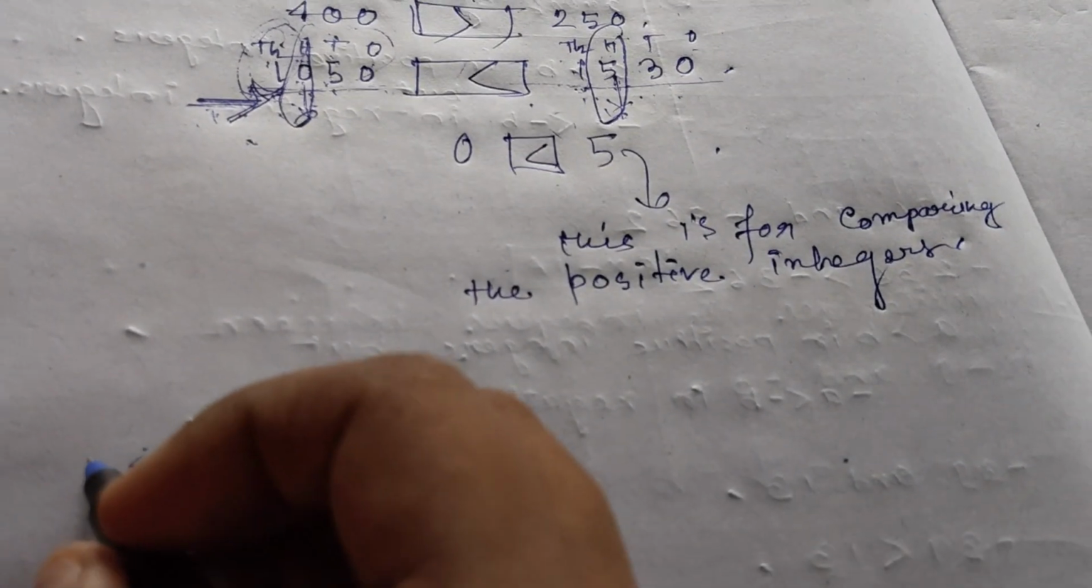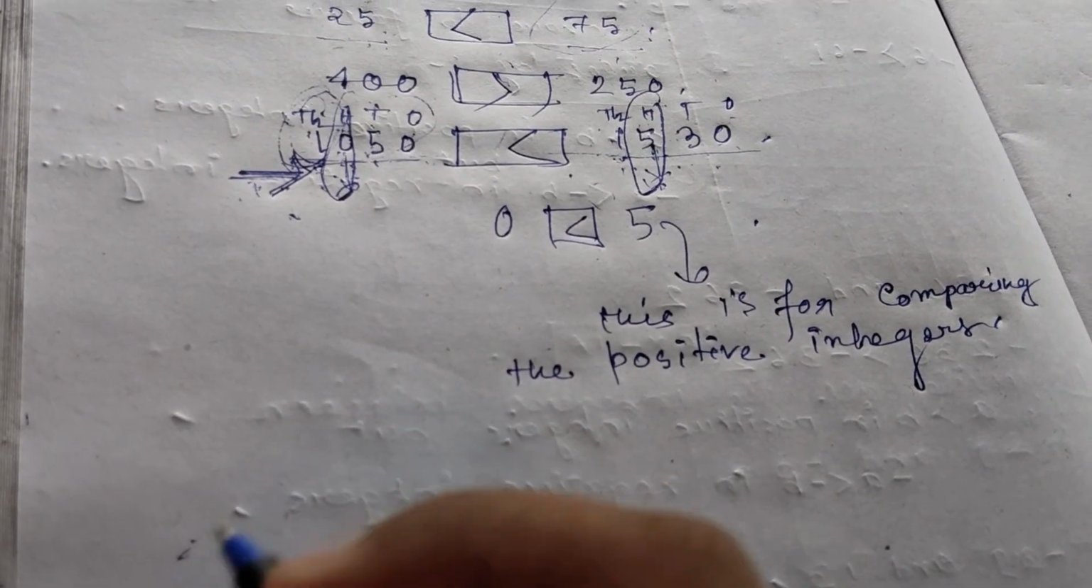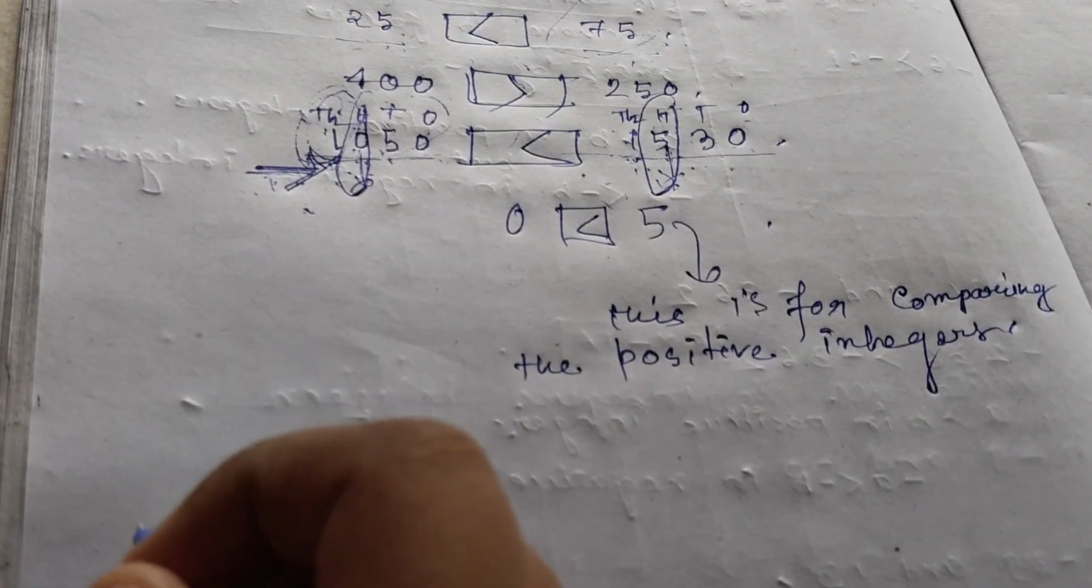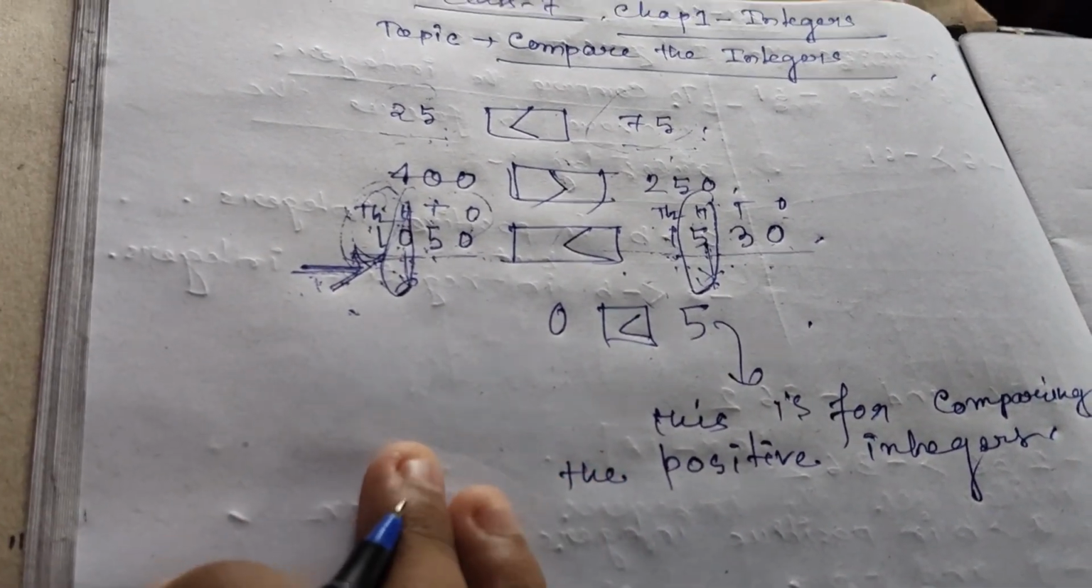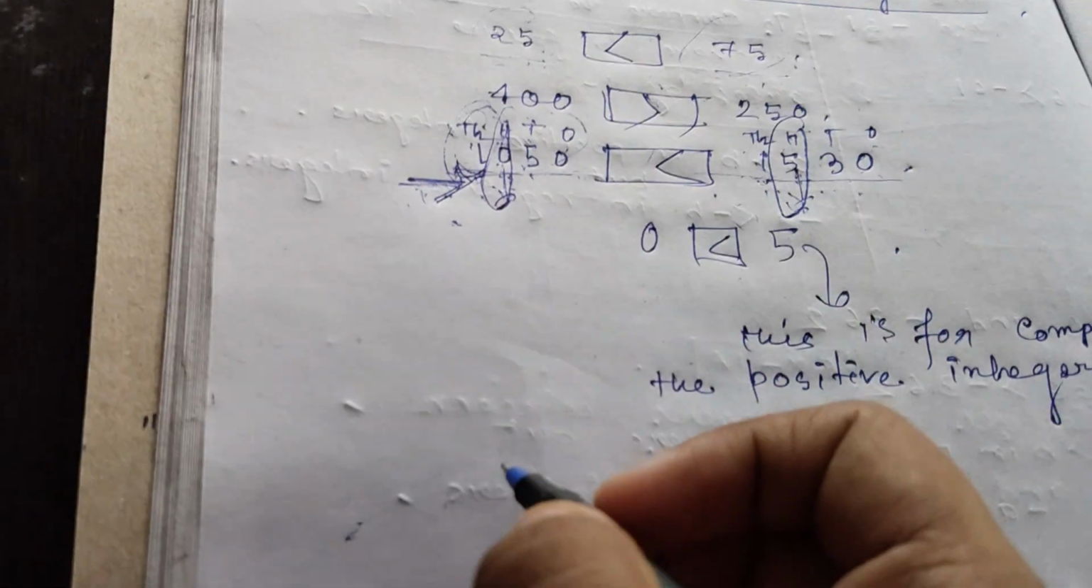Right now, how to compare the negative integers? In negative integers we have to follow different rules. So let's start.